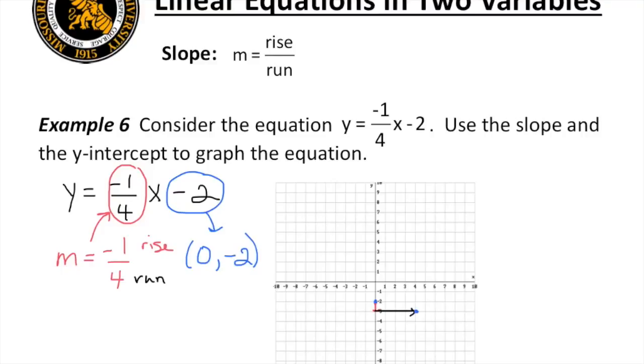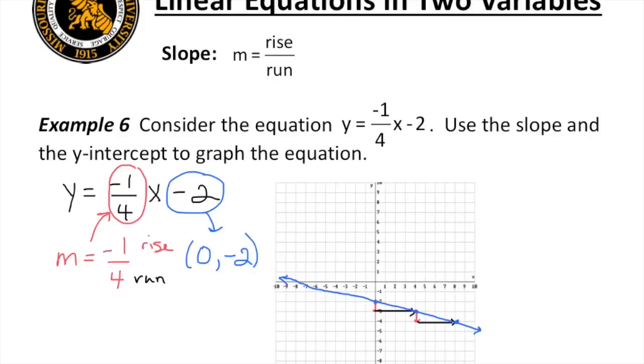Repeating from there, down 1, right 4, we find a third point at 8, -4. And now we can sketch our line.